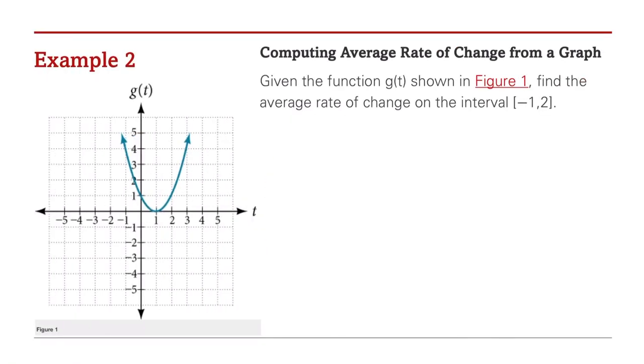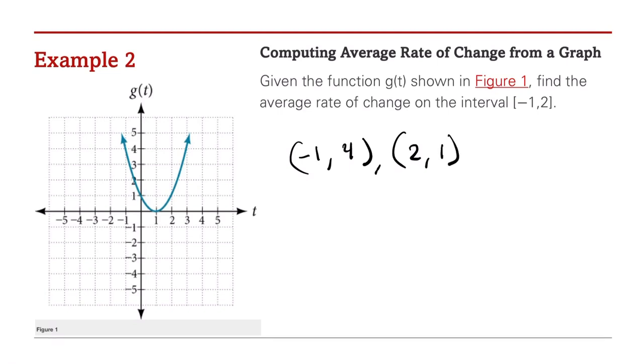So given the function g of t in Figure 1, find the average rate of change on the interval from -1 to 2. Okay. So when x is -1, the corresponding y looks like it's a 4. And then when x is 2, the corresponding y is 1.